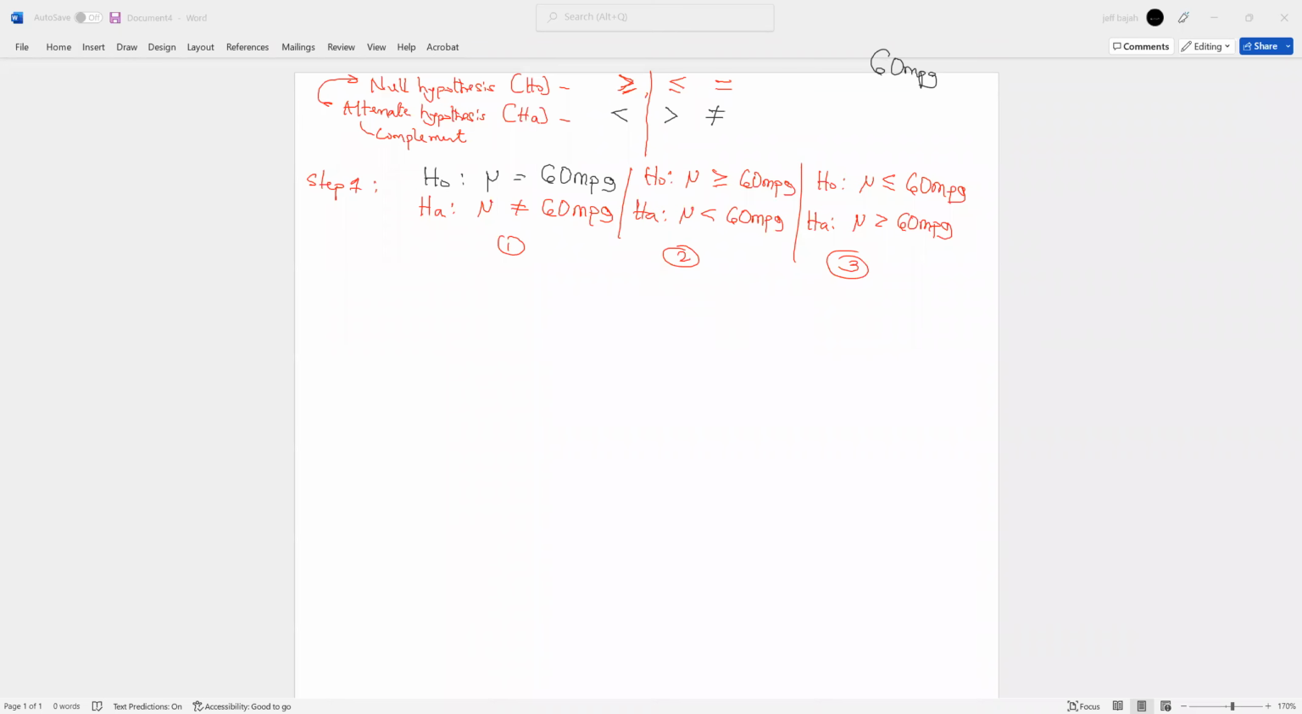Okay. So that is our step one. Now we go to our step two, right? Because I said there's about 6 steps that we're going to go through. But once you understand the concept, this is actually easy, right? Now, the second step is what we call our level of significance, which is also denoted by alpha.